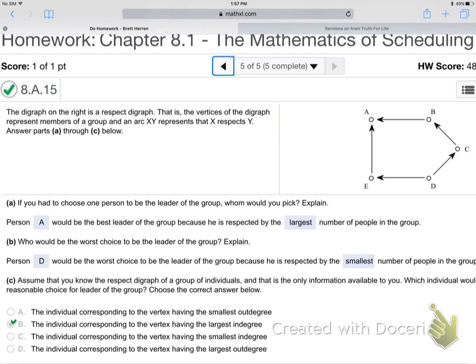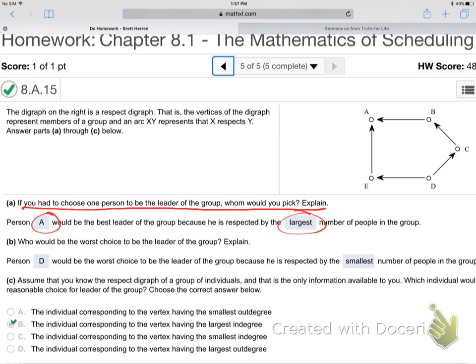Let's answer some questions. If you had to choose one person to be the leader of the group, whom would you choose? Explain. I said person A. Do you see why I chose person A to be the leader? Yeah, respected by the largest number of people. I guess it's not the whole group, but it's 2. 2 people respect A. Everybody else has just got 1 or nobody respected them.